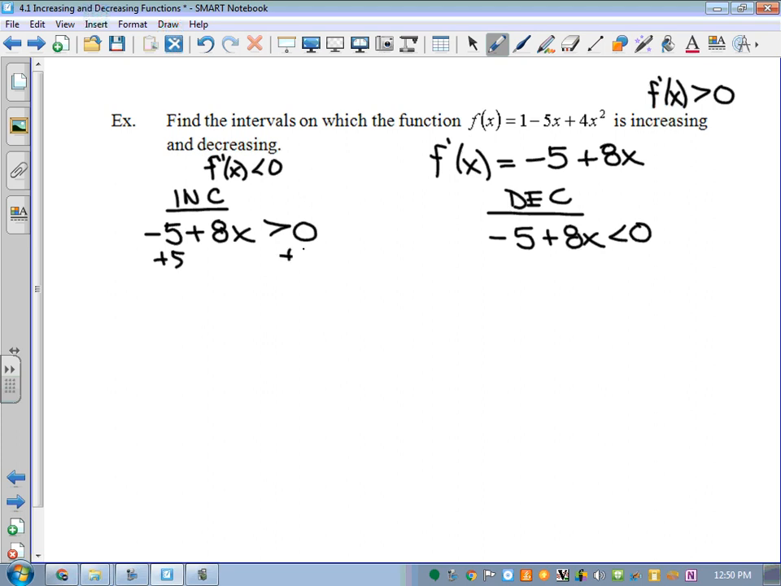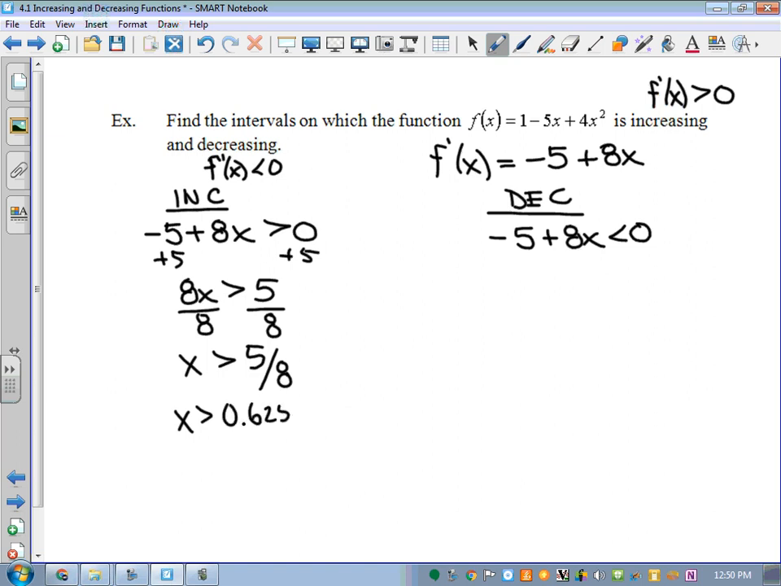Well, if -5 plus 8x is greater than 0, I'm going to add 5 to both sides. I get that 8x is greater than 5. I divide by 8, that's a positive 8, so the direction of the inequality doesn't change, and I get that x is greater than 5/8. That is a nice terminating decimal though, so if you did want to say that x is greater than 0.625, that would be acceptable for sure. Writing that as interval notation, we'll summarize that at the end.